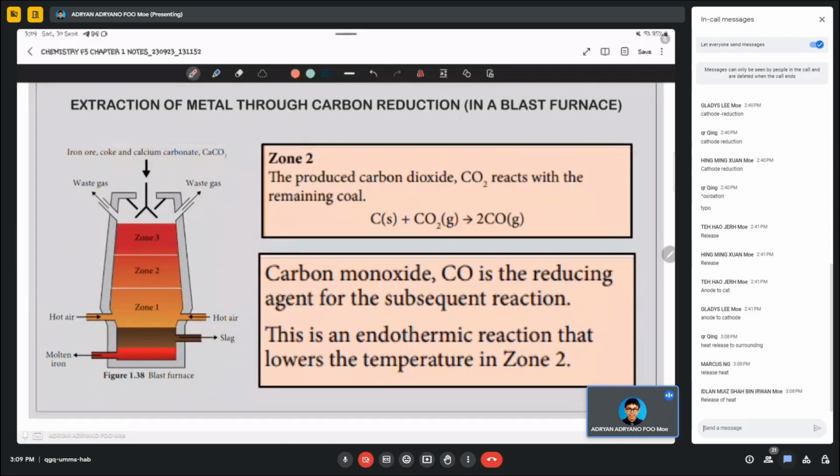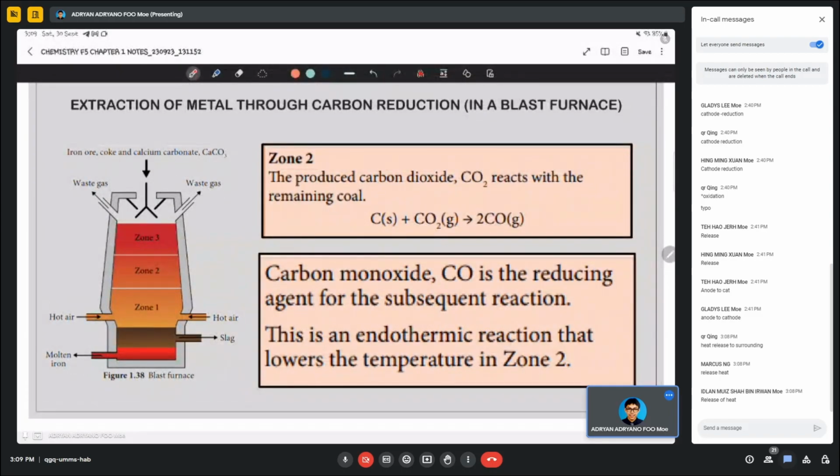Okay, what happens in zone 2? The carbon dioxide will react with coal, or rather carbon, carbon is coal, and it will form carbon monoxide. What does this carbon monoxide do? It is a reducing agent for the subsequent reaction. Where is the subsequent reaction? It is in zone 3. This carbon monoxide will be used in zone 3. The reaction to make carbon monoxide is endothermic, because it seeks heat energy. When it absorbs heat energy, it will lower the surrounding temperature of zone 2.